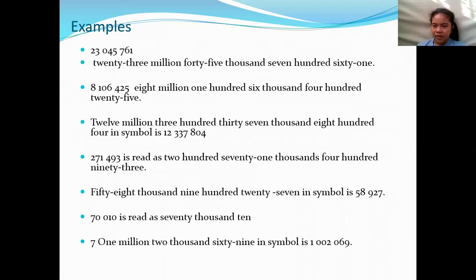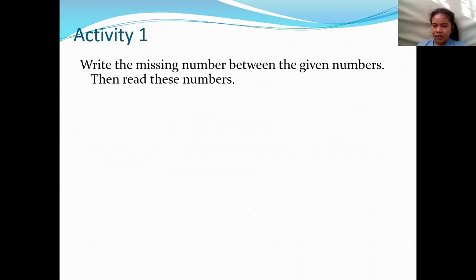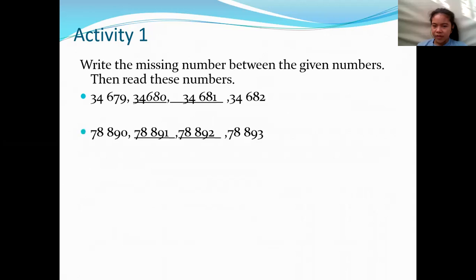Okay, next. Write the missing number between the given numbers. Then read these numbers. Okay, you can ask guidance from your parents when you are studying this, also in reading these numbers. Number 1. We have 34,679. Then the next is 34,680. Then 34,681. And to be followed by 34,682.